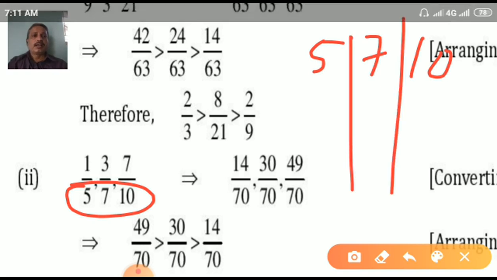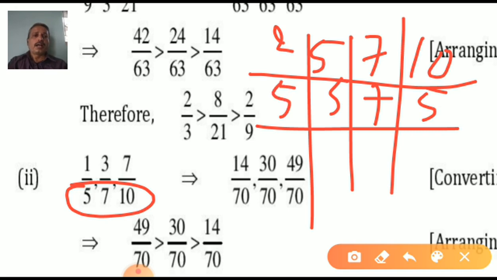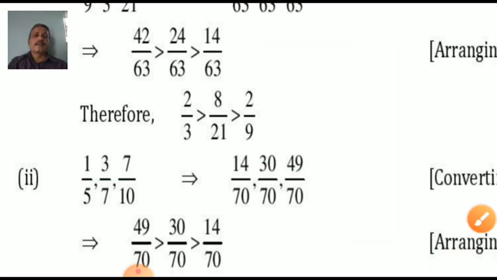In place of that, if you don't want to do this, remember our ladder method. The ladder method is nothing but dividing 10, 5, 7. Divide by 5: 2, 1, 7. Why? Because 5 ones are 5, 5 twos are 10. Then after that divide by 7: 1, 1, 1. Till 1, 1, 1 you have to divide. Now multiply all these numbers: 5 twos are 10 and 10 into 7 is 70. Clear? Yes. That's why this is 70.